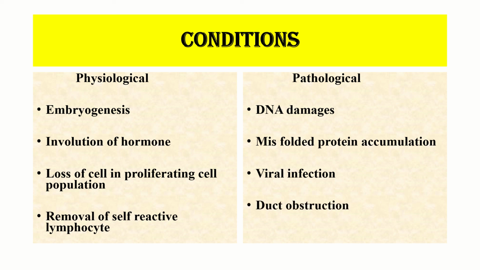And then comes duct obstruction. When there is an obstruction in the duct, so this obstruction can be removed by what? It can be removed by removing that obstructive particle, by removing that obstruction from the duct. Who is removing this obstruction? This obstruction is removed by apoptosis.